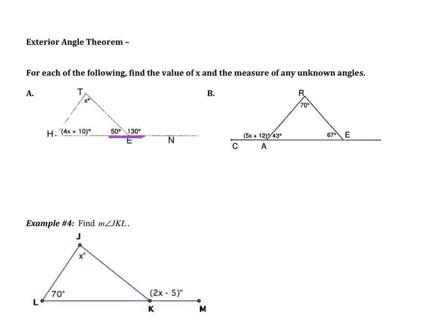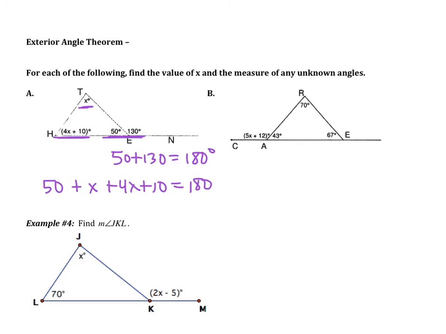So you're supposed to understand that the 50 plus the 130 adds up to 180 degrees. All right, next. What's true about the 4x, the 50, and the x? They all add up to 180. All right, so 50 plus the x plus the 4x plus 10 equals 180. Here's what I'm going to do. I am going to subtract the 50, and that's going to leave me x plus 4x plus 10 equal to 130.